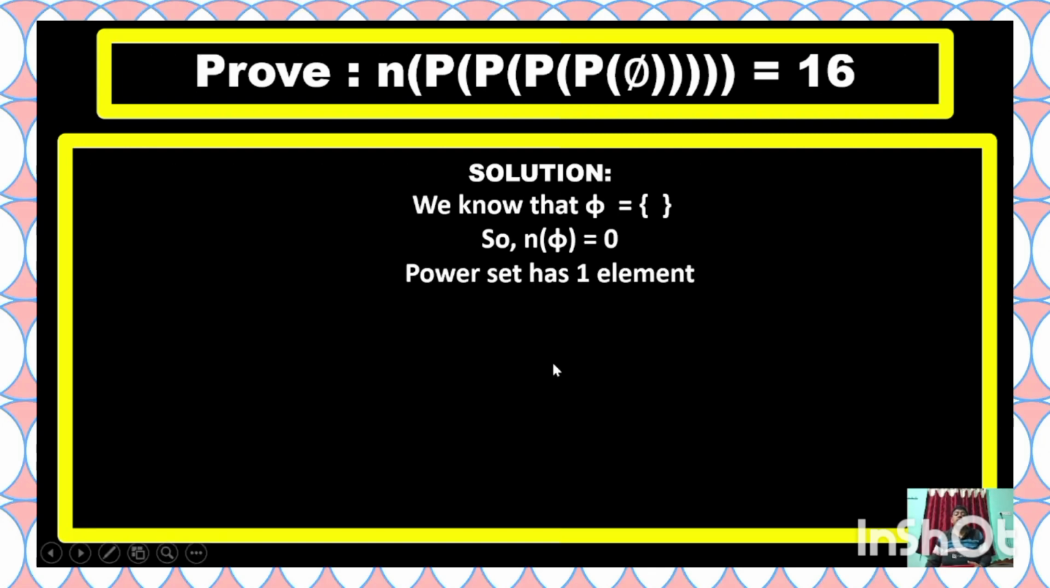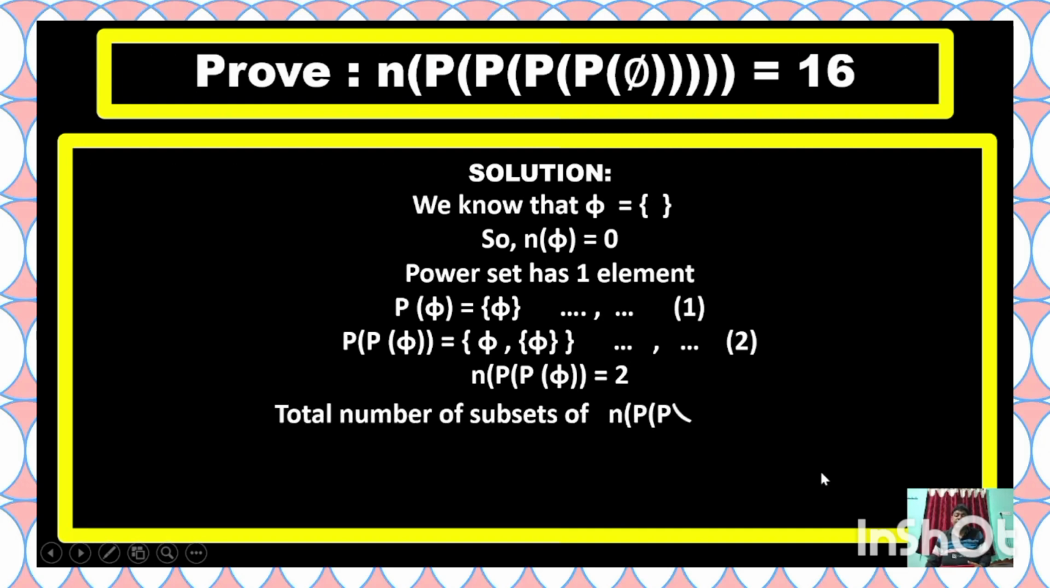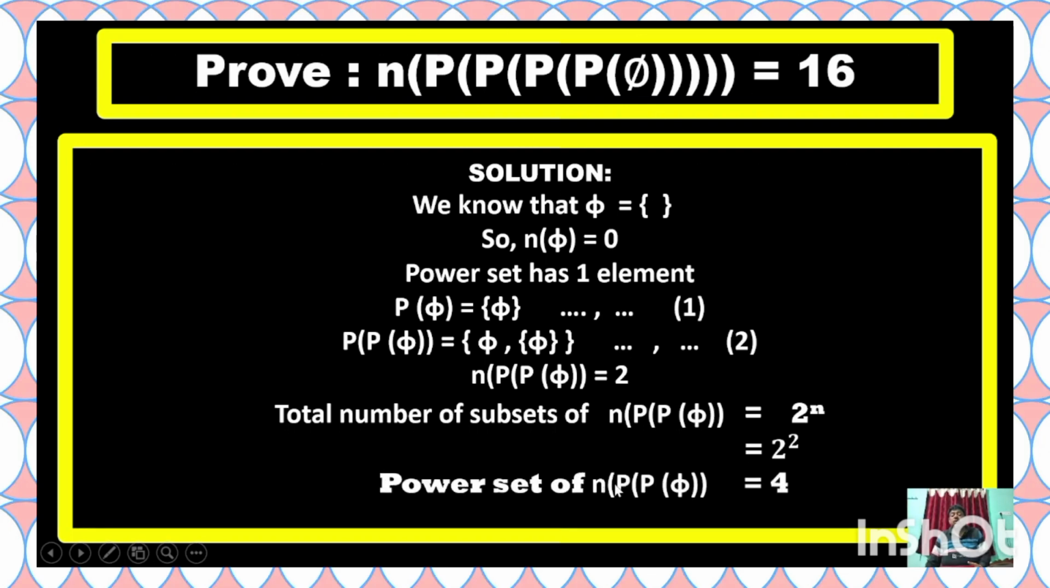And the power set has one element. Hence, the power set of the null set, P of phi, is equal to {phi}. How many elements? One element. Again, you find the power set of that. How many? 2 elements. Clearly understood that? And the cardinality of the power set is 2. Thus, the total number of subsets is 2 to the power n, which is 2 to the power 2, which is 4. Thus, the cardinality of the power set of the power set of the null set is 4.